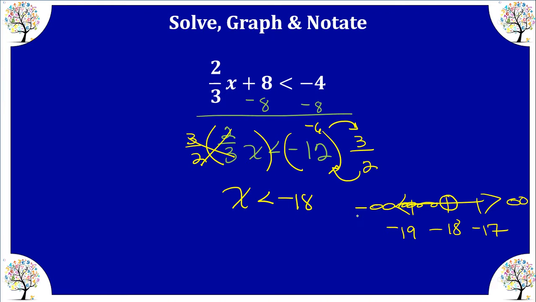Interval notation, again, you go left to right. So from negative infinity up to negative 18, neither one is included. So that's negative infinity, comma, negative 18. You always have to put your least value first and then your largest value. And now let's do set builder. X is an element of the real numbers such that x is less than negative 18.